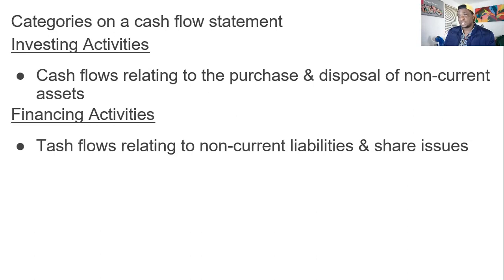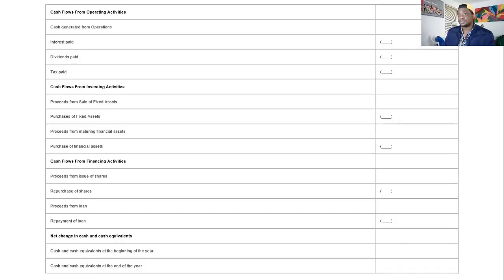So we have investing activities. These relate to purchase and disposal of non-current assets. And then lastly, we have financing activities. I said cash, but I actually meant cash. Cash flows relating to non-current liabilities and share issues, as well as share buybacks. I should have included that.